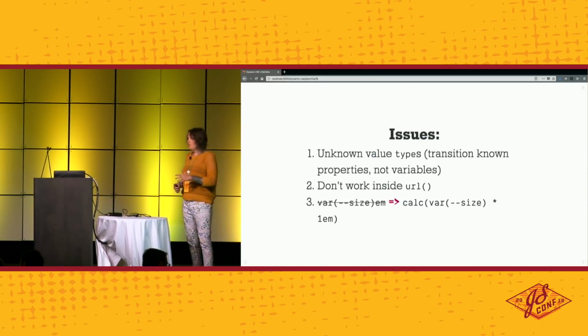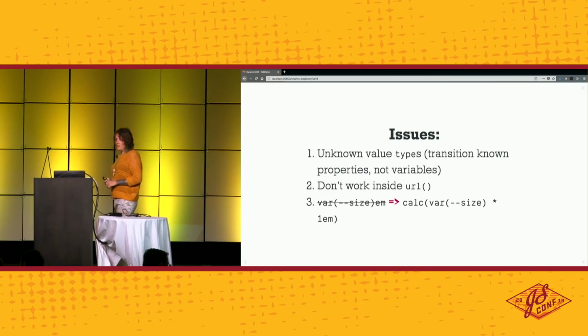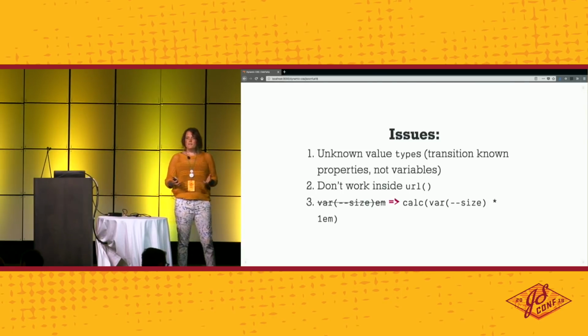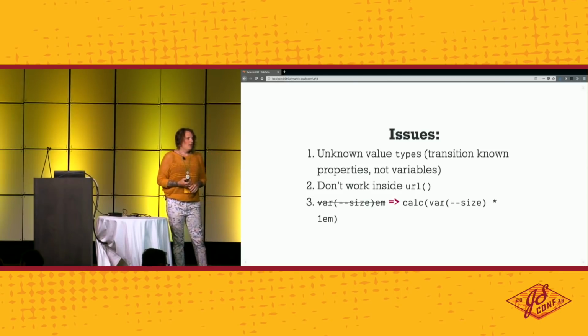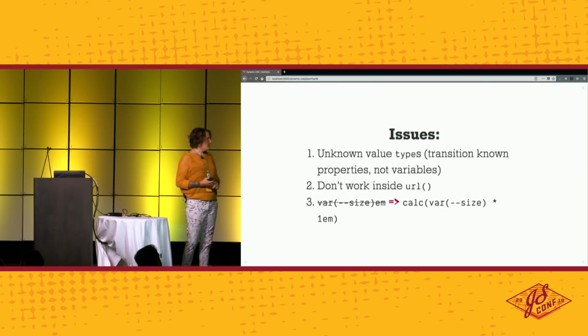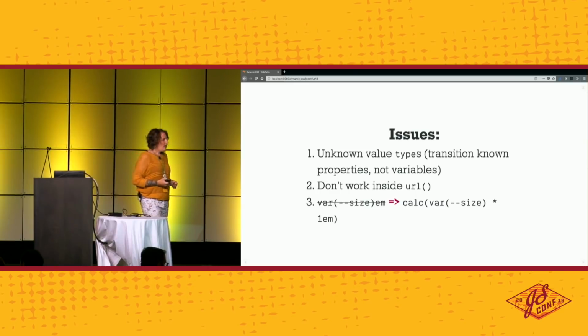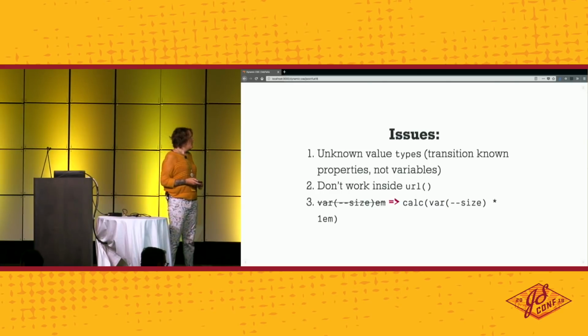So there's a few issues when you start playing, a few gotchas. Types aren't defined currently, and that's part of what Houdini is going to help us solve. So when I put in a string or a color, the browser doesn't yet know what it is, so it has trouble animating it. So at this point, you have to animate the property that it's put on, not the CSS variable itself, because the browser doesn't know how to animate an unknown type. They don't work inside of the URL function, which is too bad. I've had problems with that several times.